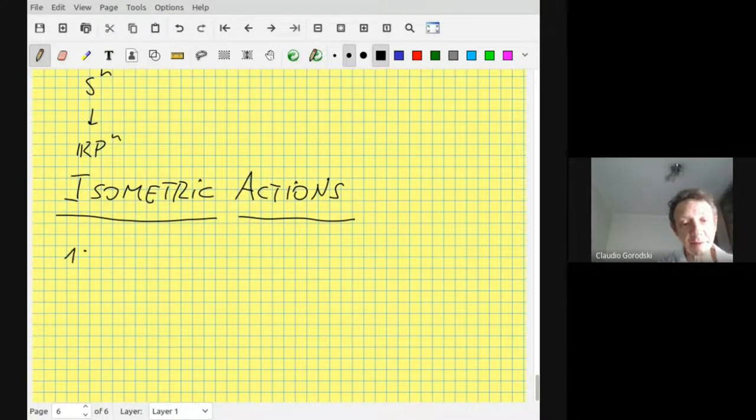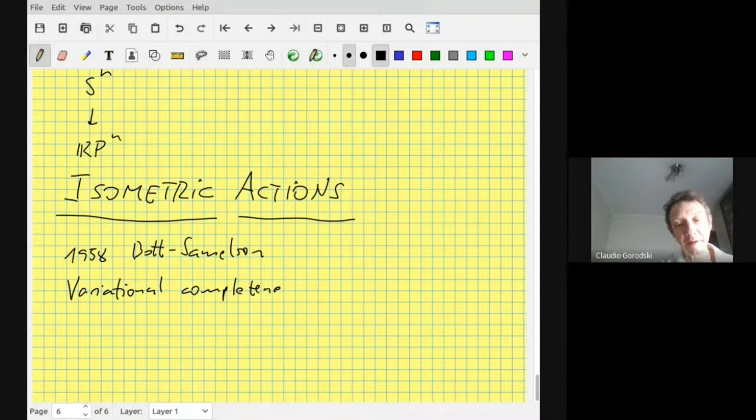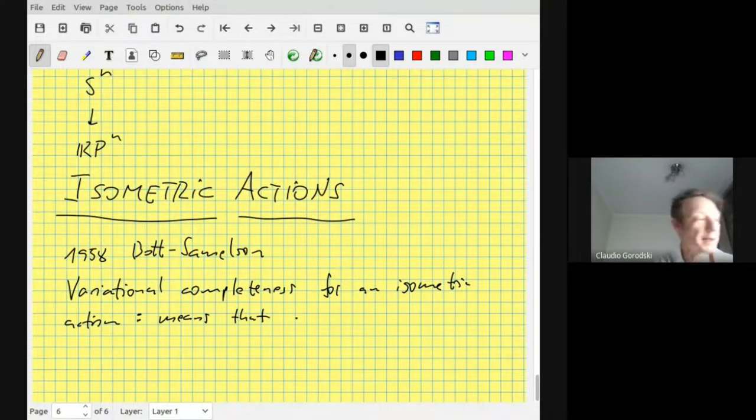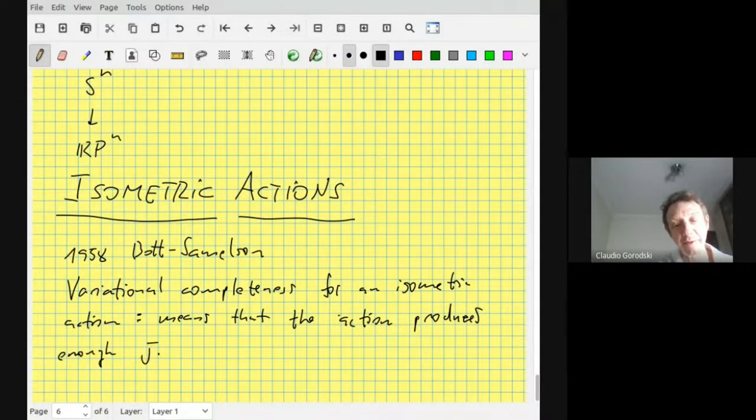So there's this famous Bott-Samelson paper, 1958. They introduced this notion of variational completeness for an isometric action. This means that the action produces enough Jacobi fields along geodesics.